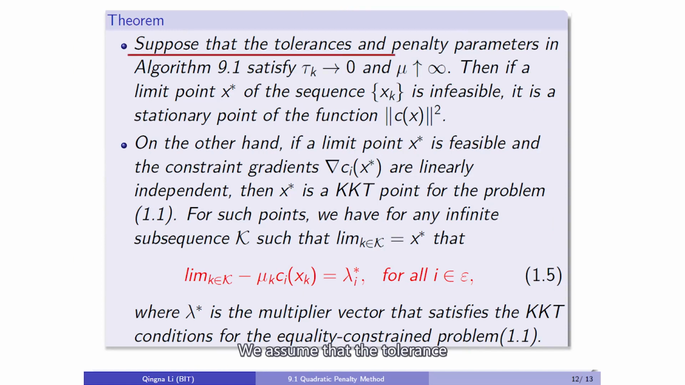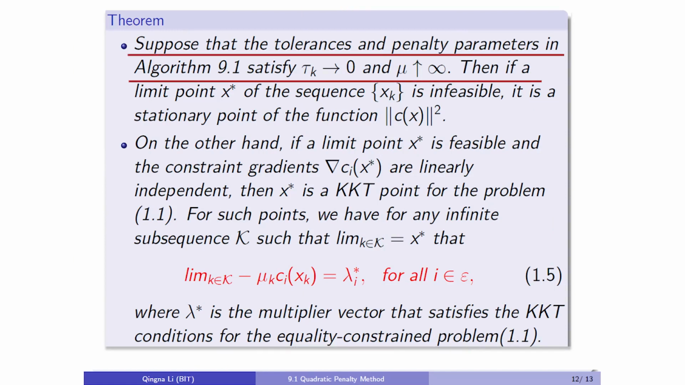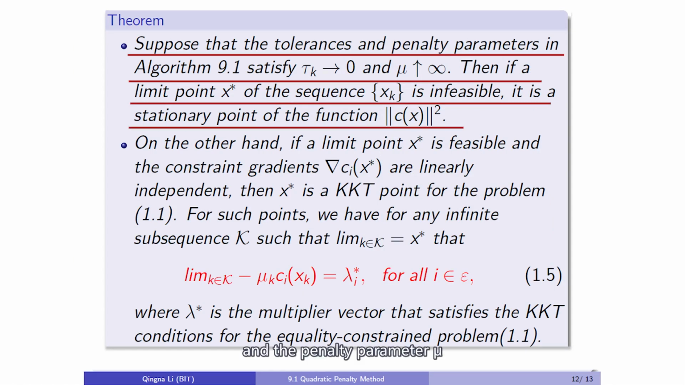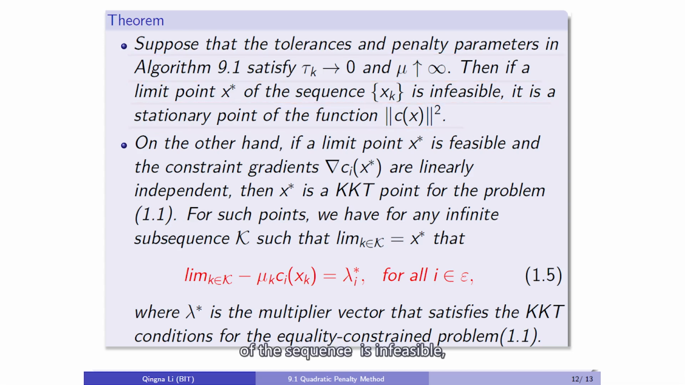We assume that the tolerance tau_k tends to 0 and the penalty parameter mu tends to positive infinity. Then if a limit point x* of the sequence x_k is infeasible, in this case x* must be a stationary point of the squared norm of the constraints c(x). This is one case.